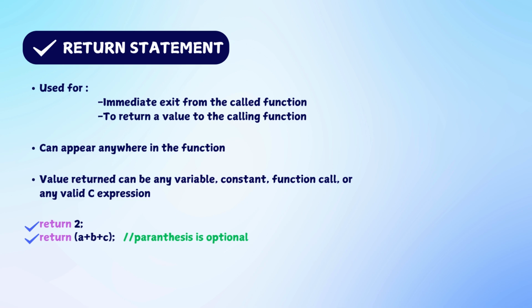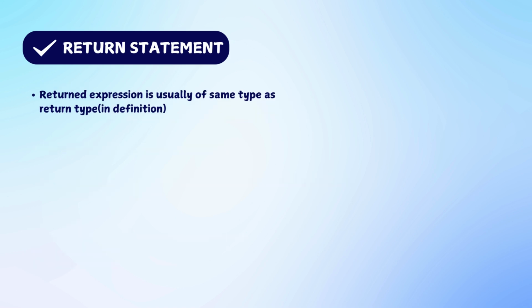Return a plus b plus c is also valid because it is returning an expression. However, parentheses are optional here. In this example, it's returning a function call to add, which is also valid. Now in the last example, it returns a ternary operator, which is also valid. Now, the returned value or the returned expression from the function is usually of the same type as the return type, which is mentioned in the function definition.